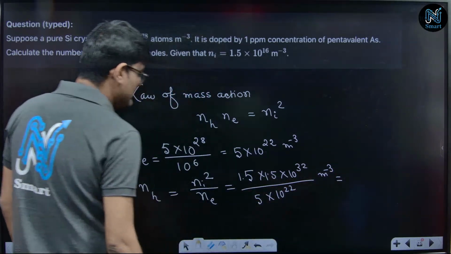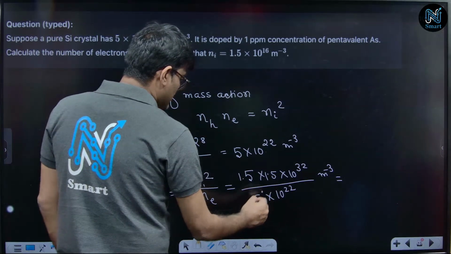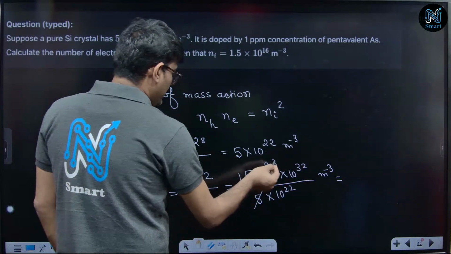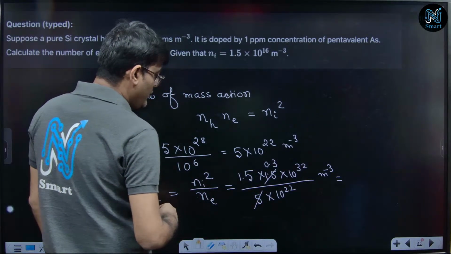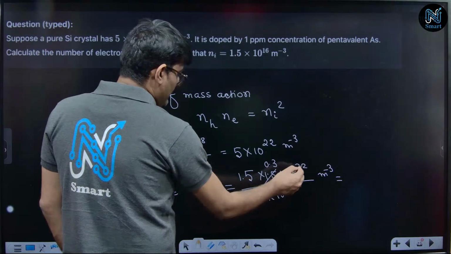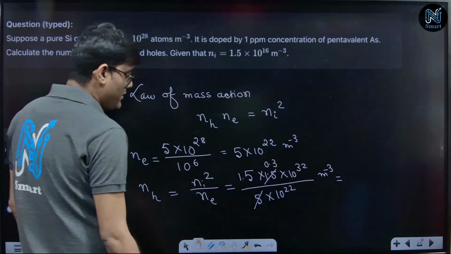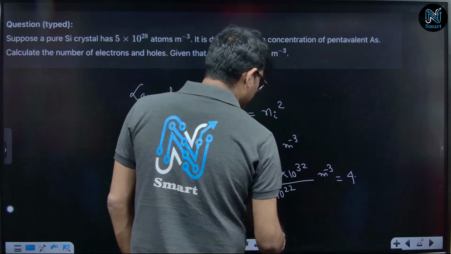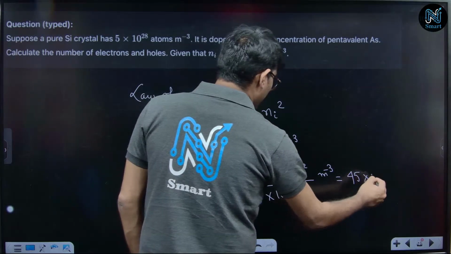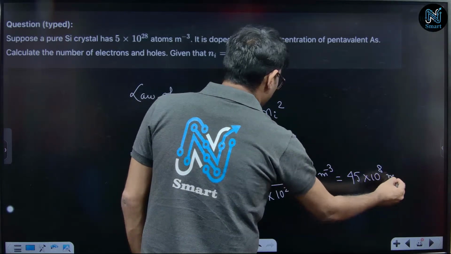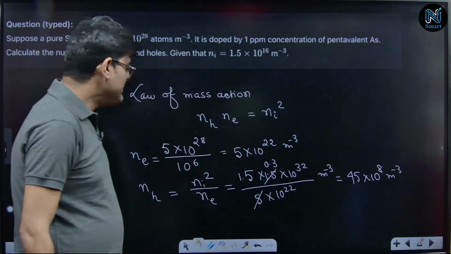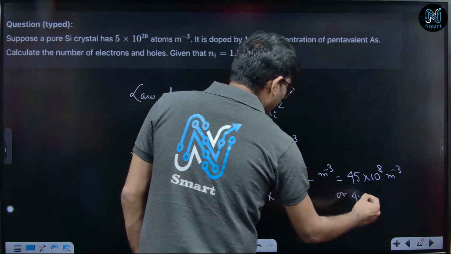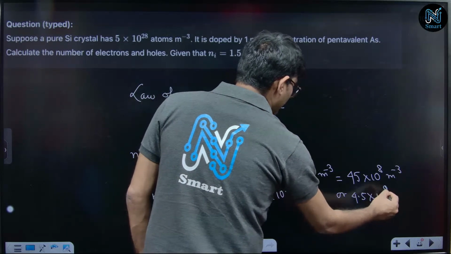And you can calculate this, it is 0.3, right? So, it is 45 into 10 power minus 2, it is 10 power 30 minus 22, is 10 power 8. So, I think the answer will be 45 into 10 power 8 per meter cube. You can see that this concentration is considerably less. You can say it is 4.5 into 10 power 9 per meter cube, right?